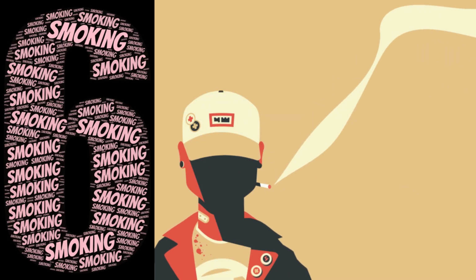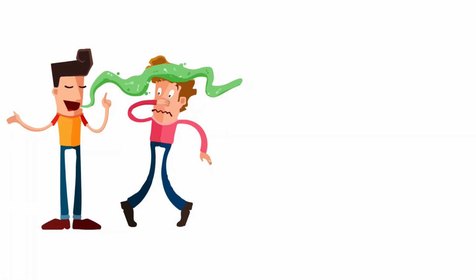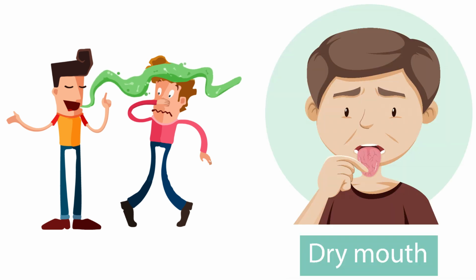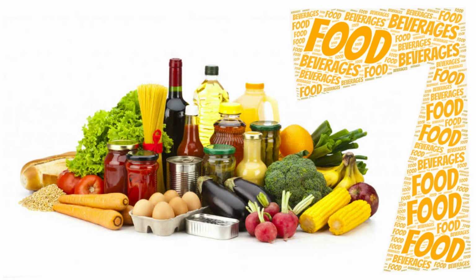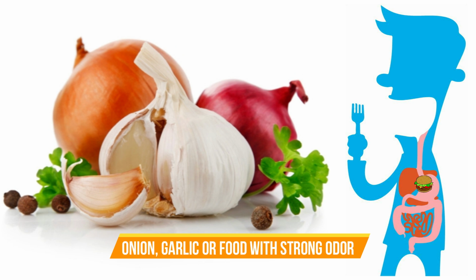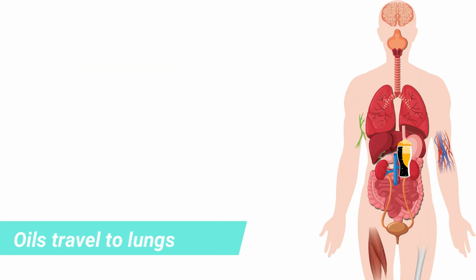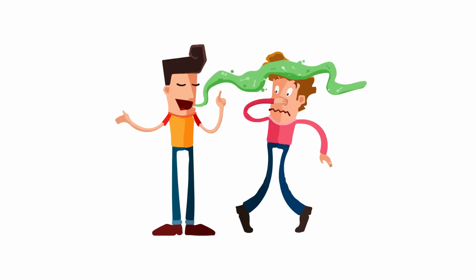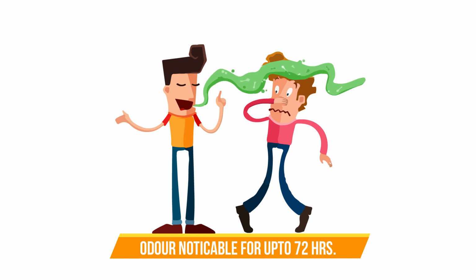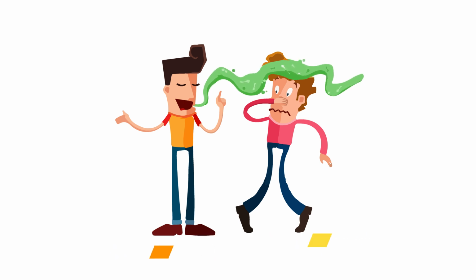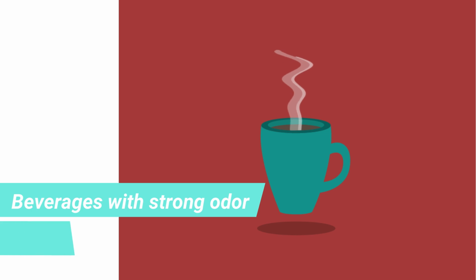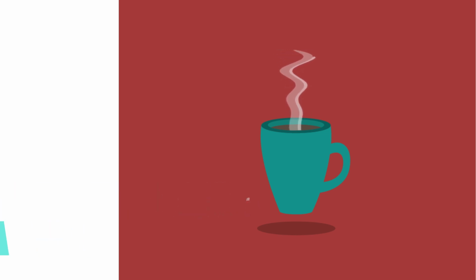Next is smoking. Smoking cigarettes or cigars causes a bad odor and it dries out your mouth, which can make your breath odor even worse. Next are food and beverages. So when you eat onions, garlic, or other food with strong odor, your stomach absorbs oils from these foods during digestion. And these oils pass into your bloodstream and travel to your lungs. This produces an odor that others can notice in your breath for up to 72 hours. Drinking beverages with strong odors such as coffee can also contribute to bad breath.